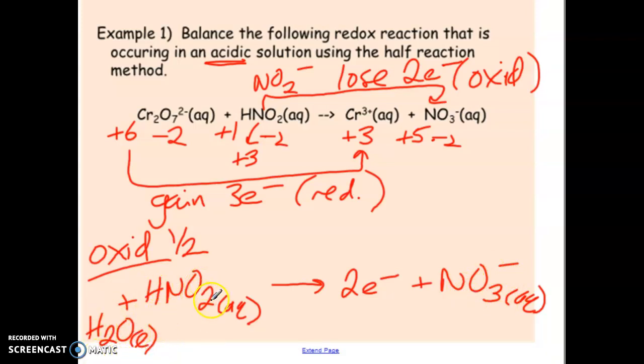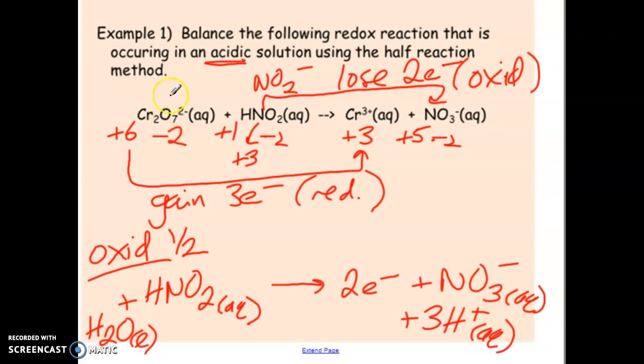So now we have 1, 2, 3, 1, 2, 3. Remember, you don't just add in oxygen, you're adding in water molecules. And let's look at our hydrogens now. We have 3 hydrogens on the left side, no hydrogens on the right-hand side. So we would add in 3 hydrogen ions to the right-hand side. So actually, this half reaction is now fully balanced. Let's take a look at the reduction half reaction.